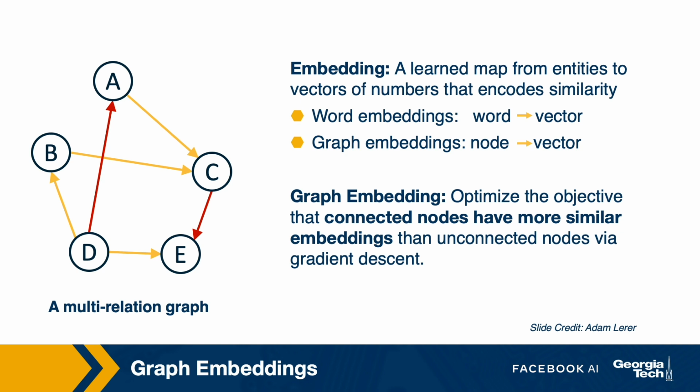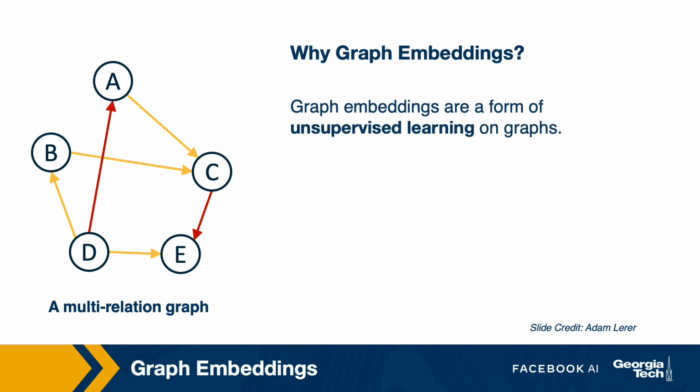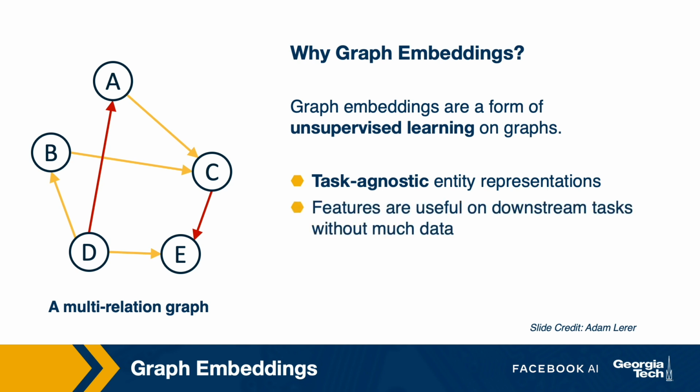In other words, we are talking about graph node embeddings here, and note that you can also do path embedding and graph structure embedding, which we will not cover in the lecture. Just as word embeddings, graph embeddings are a form of unsupervised learning on graphs. They can be used as task-agnostic entity representations. The features are useful on downstream tasks without much data, and the nearest neighbors are semantically meaningful.